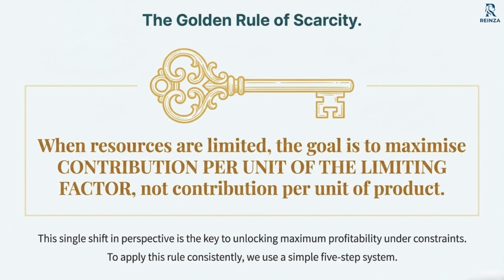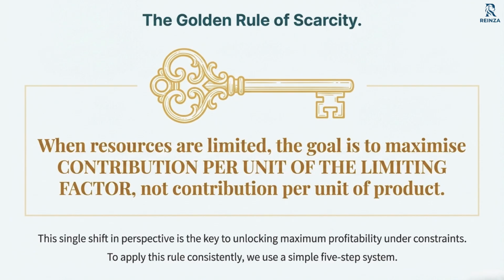This brings us to the golden rule of scarcity, and I want you to commit this to memory. When resources are limited, the goal is to maximize contribution per unit of the limiting factor, not contribution per unit of product. Let me say that again, because it is so important. Maximize contribution per unit of the limiting factor. This single shift in perspective is the key to unlocking maximum profitability under constraints. Think about it this way.